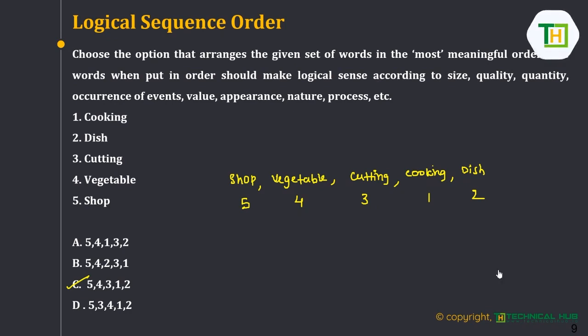No. Here dish does not mean any vessel. The dish means the final food. That is called a dish. So I think you might have taken that as a vessel. That's why you put that in the third place. So 5, 4, 2, 3, 1 is not correct. 5, 4, 3, 1, 2 is correct.